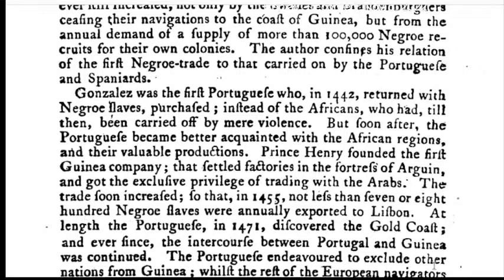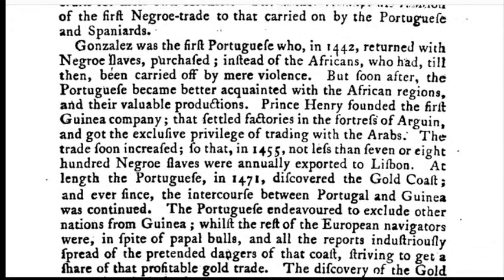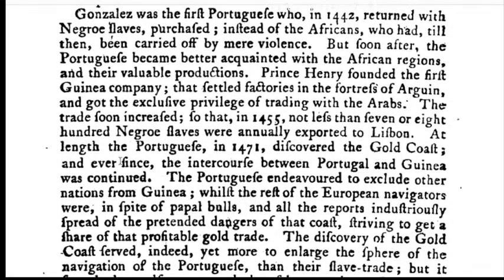Now they trade in people. They trade in our families, our relatives. That's who they was trading. This is what they talking about. Okay, it says, and Prince Henry founded the first Guinea company that settled factories in the fortress of Arguin and got exclusive privilege of trading with the Arabs. The trade soon increased so that in 1455, not less than 700 or 800 Negro slaves were annually exported to Lisbon.